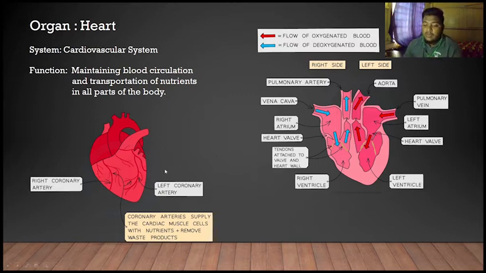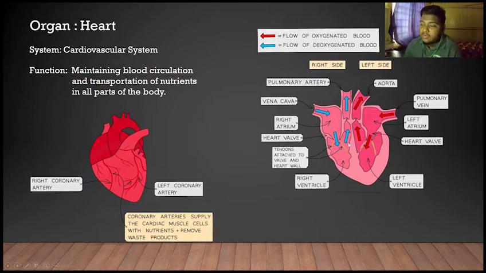On the left side of the slide, you can see the outer side of the heart. As you can see, there are some vessels on the outer side of the heart. The vessels we can see are called the coronary artery, and their purpose is to supply the cardiac muscle cells with nutrients and to remove waste products.